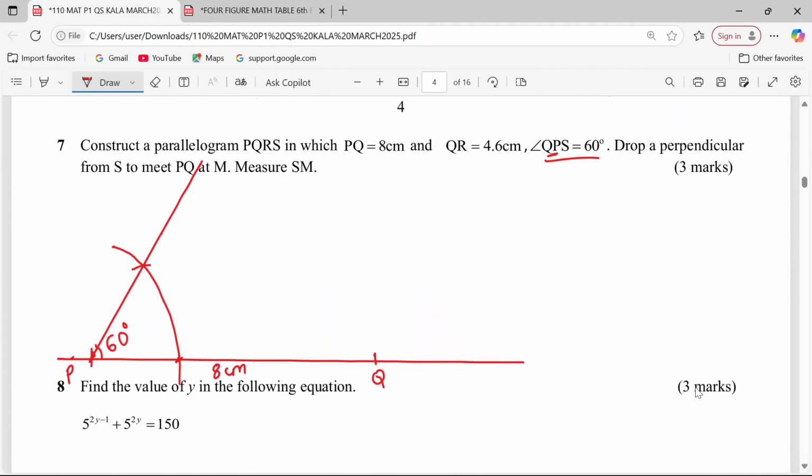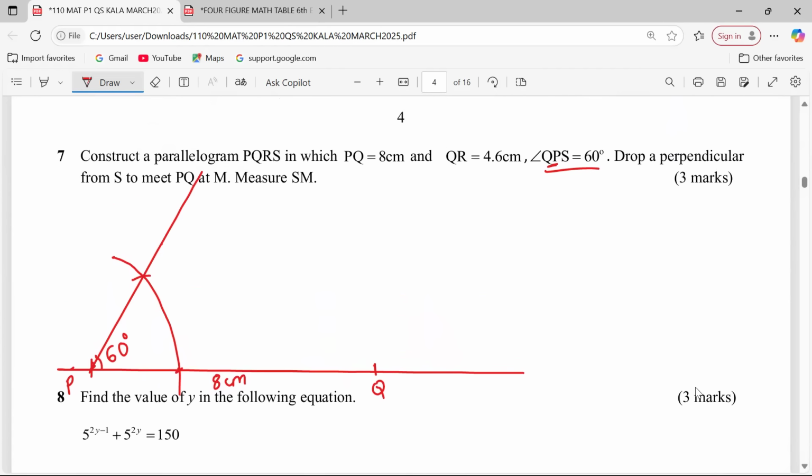If opposite sides are equal, then we should know that from Q to R is 4.6, and also from P to S, it shall also be 4.6. So you measure again 4.6 standing at P and you make an arc like that. So this is 4.6 centimeters. This is going to be S. That way, we have point S already.